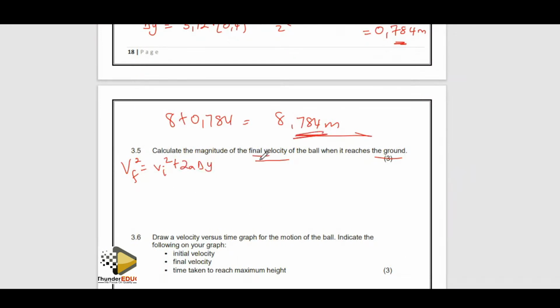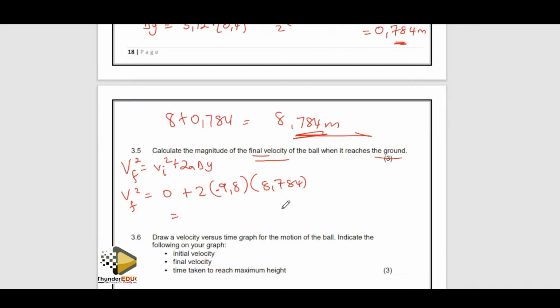So they want the final velocity. So this is Vf squared. Initially, at the maximum height, the velocity was 0. So that's going to be 0, plus 2 times our acceleration, negative 9.8, and then our height is 8.784. You could round that off to 2 decimals, there's no problem. So that is 2 times negative 9.8 times 8.784.